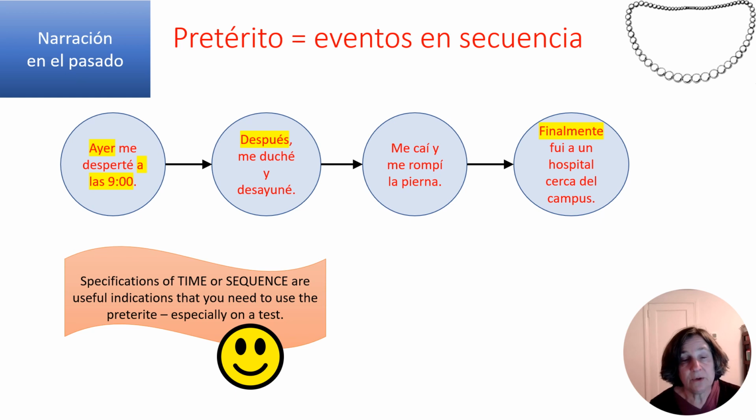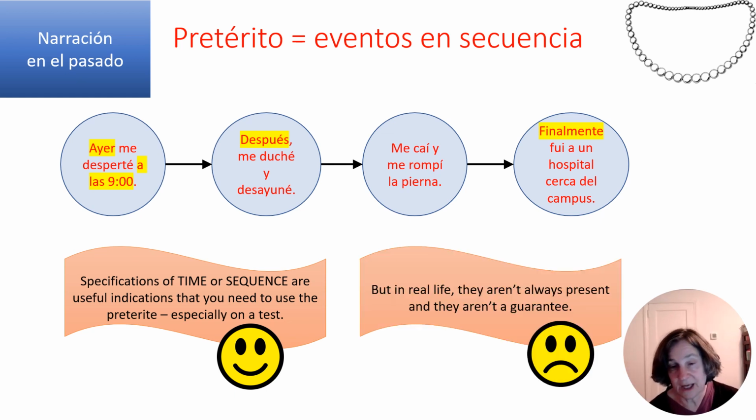So because you've got this beads on a string thing where you have a sequence of events and each one happens at some point in time, specifications of time or sequence are very useful indications that you need to use the preterite. And that's especially on a test. If you see a las 9, if you see después, if you see finalmente, then that's like, hello, use the preterite. However, you should know that in real life, these are not always present. I mean, look at the middle, the one with me caí, that doesn't have something. And they also don't guarantee that it's preterite, but it's a very strong indication, and it will be useful for you in this class.